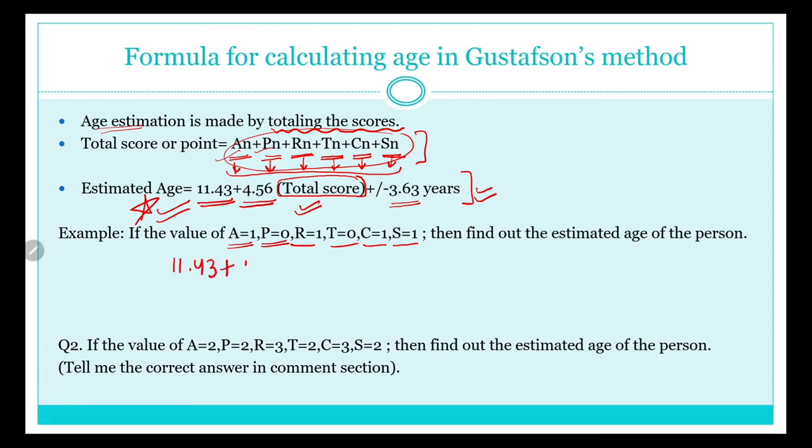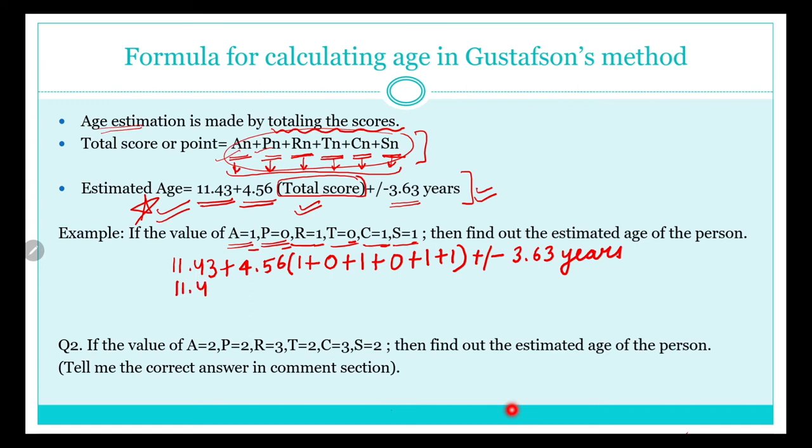11.43 plus 4.56 into the total score. What will be the total score? Total score will be 1 plus 0 plus 1 plus 0 plus 1 plus 1, right? Then plus minus 3.63 years.